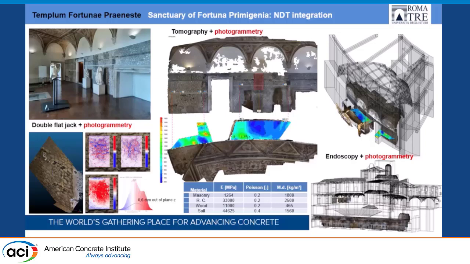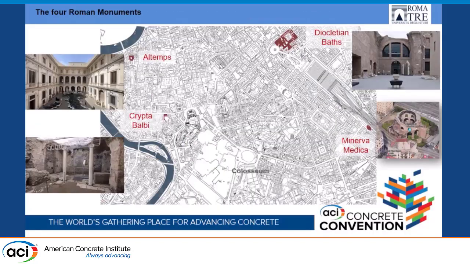Then we have tomography together with photogrammetry to have the texture combined with the section properties of the wall. And then finally, in the cryptoporticus, the photogrammetry combined with endoscopy can catch the interface condition between the old structures and the ground.